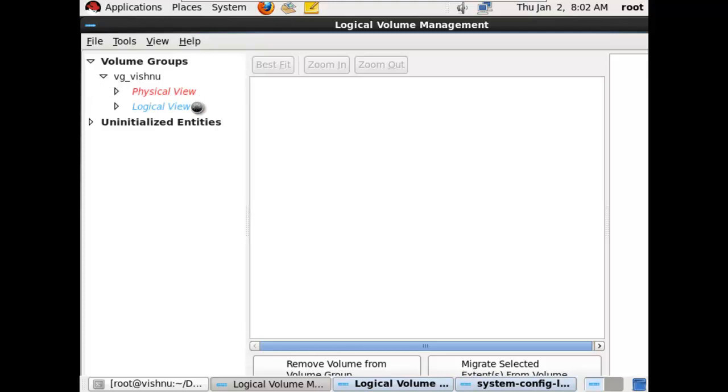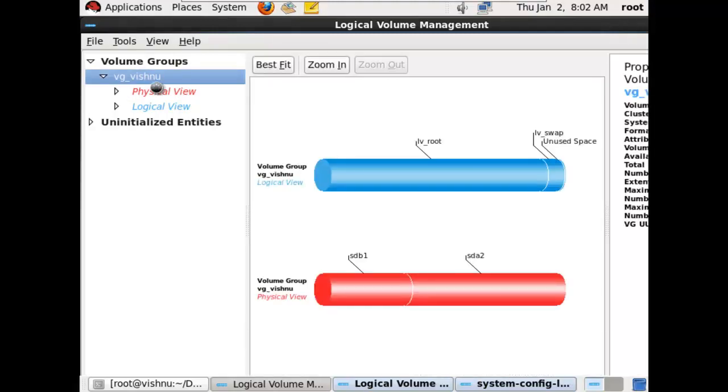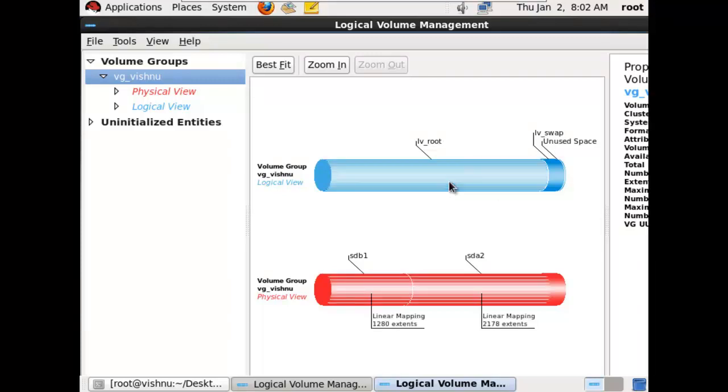Now we will see what are the PVs which are members of this VG_Vishnu. Before that, if you click on this VG_Vishnu, which is your VG, then here you can see that it is made up of these 2 LV, which are LV_root and LV_swap. And it is made up of 2 PV, as you can see here, the SDB1 and SDA2.